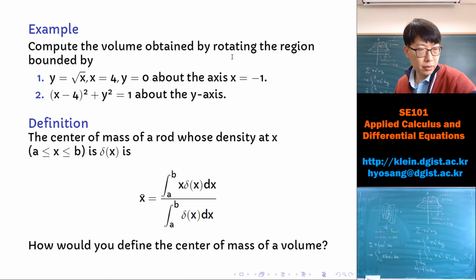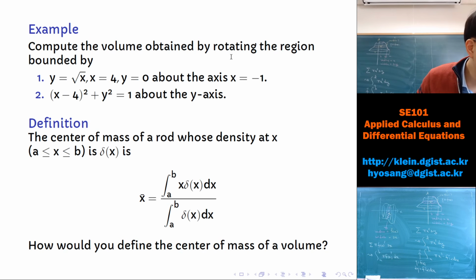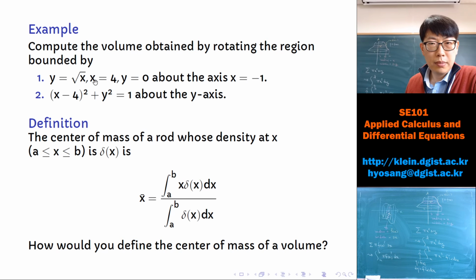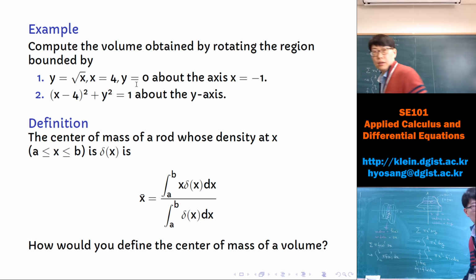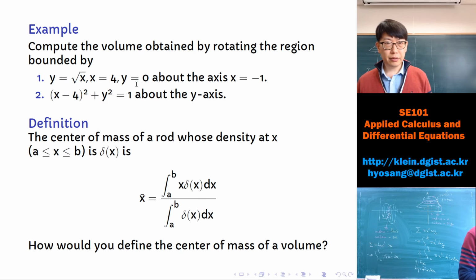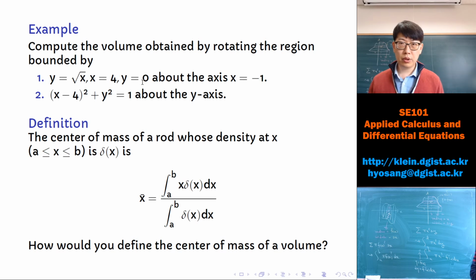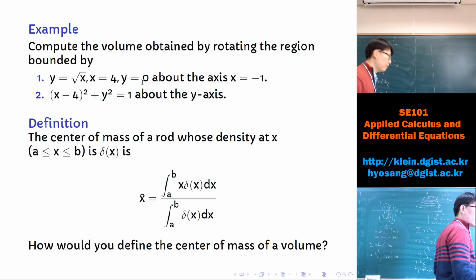Okay, so this is the end of the slide. I think we are over time a little bit. Let me give a brief computation on the first example. So we have y equals square root of x, bounded by x = 4 and y = 0, and rotate about x equals -1.